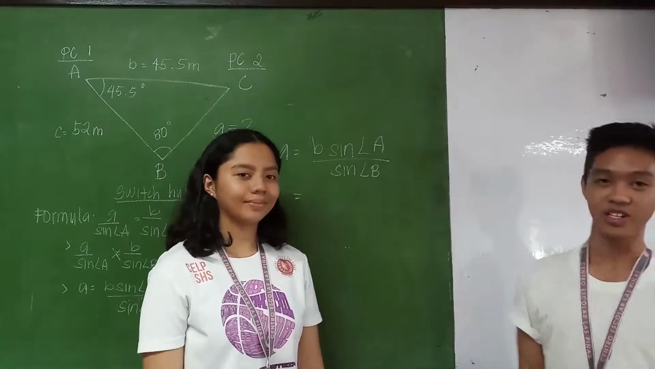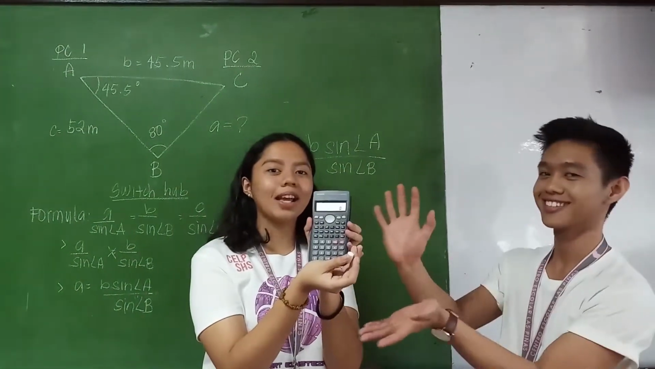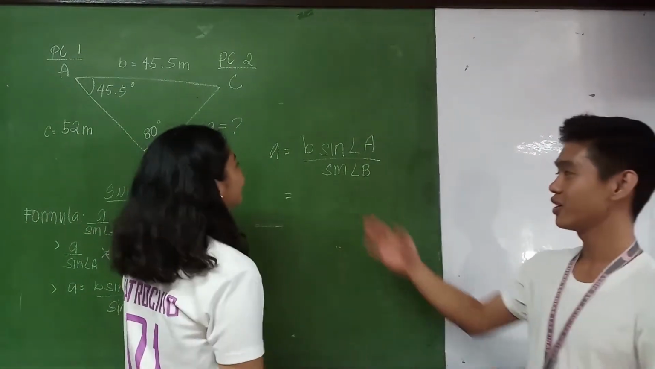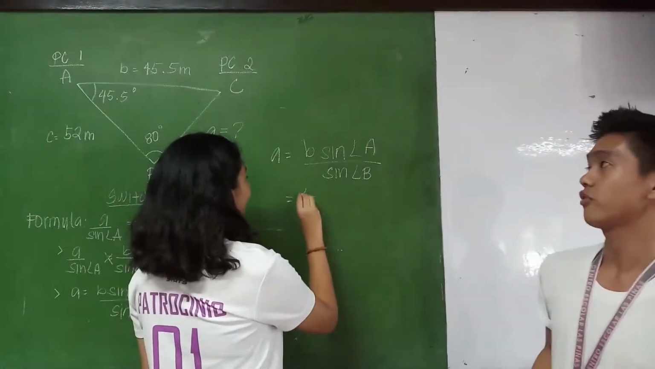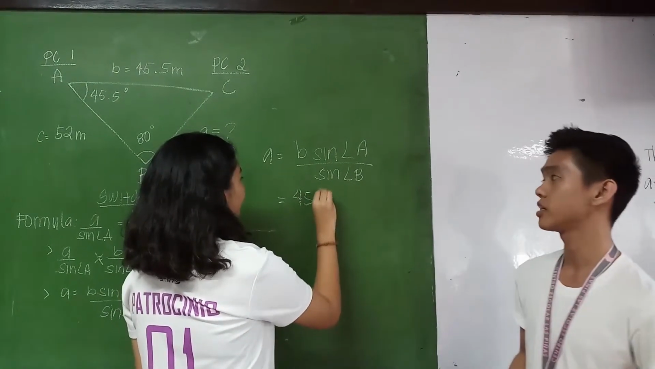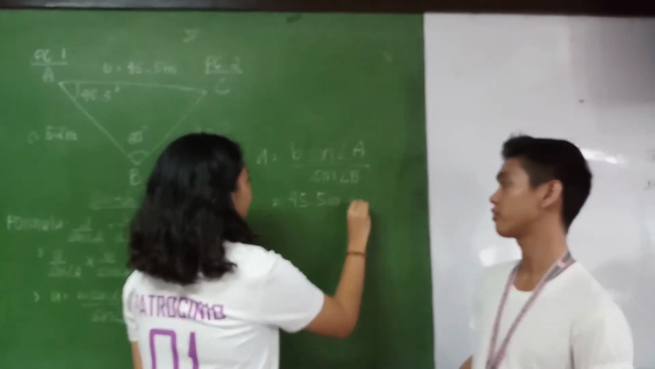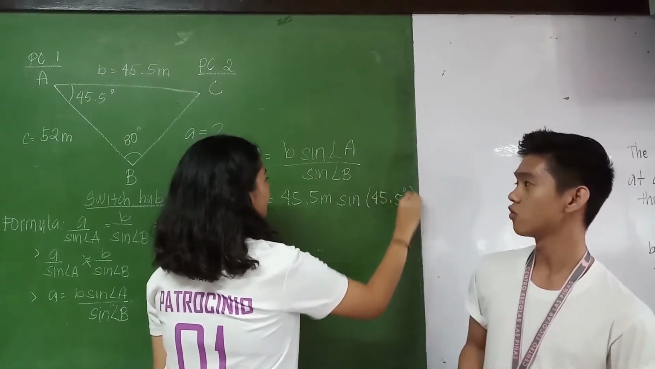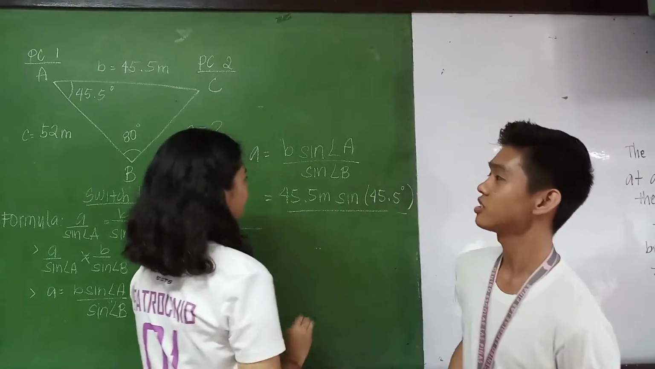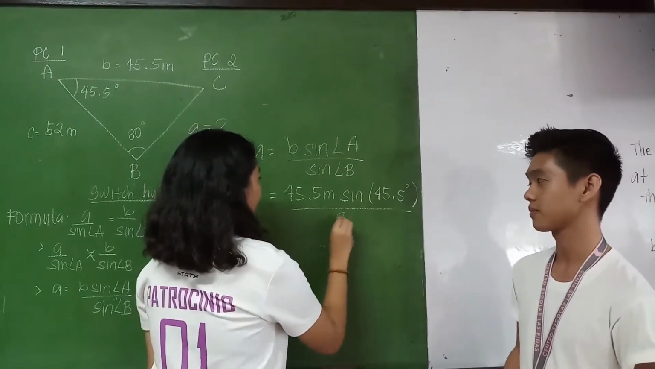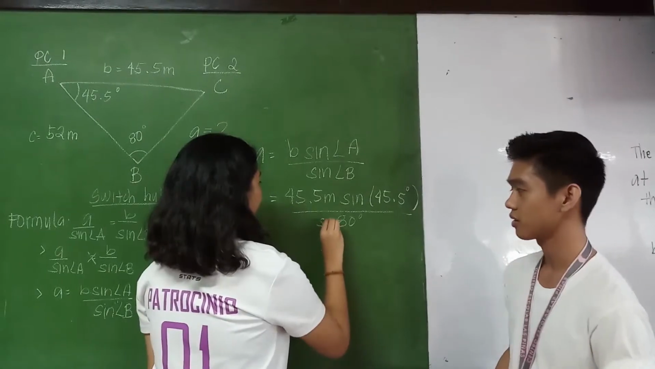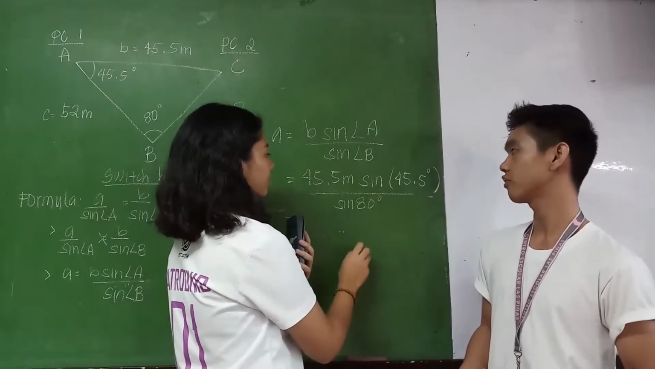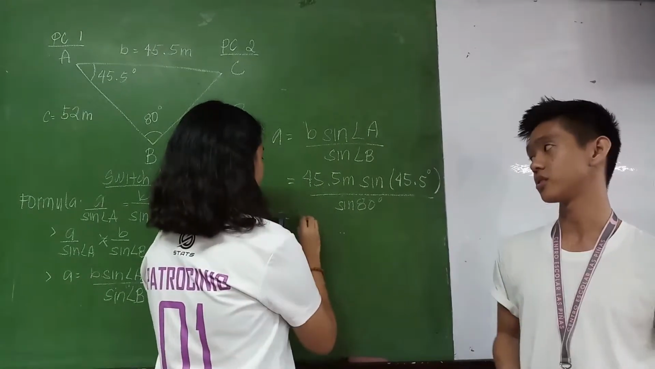We then substitute the values. But first, don't forget your cycle. Now we will start to solve the problem. The value of side B is 45.5 meters, multiplied by sine A, which is 45.5 degrees, over sine B, which is 80 degrees. In order to solve, we must first find sine 45.5 degrees and sine 80 degrees.